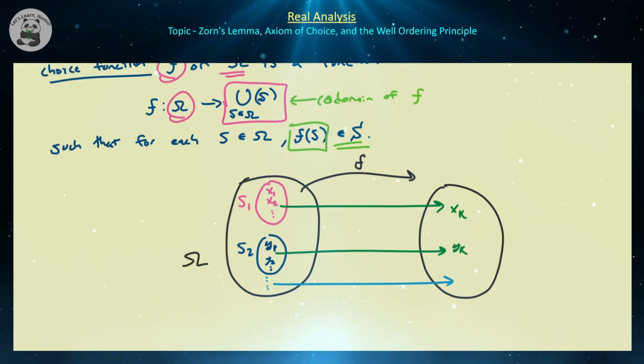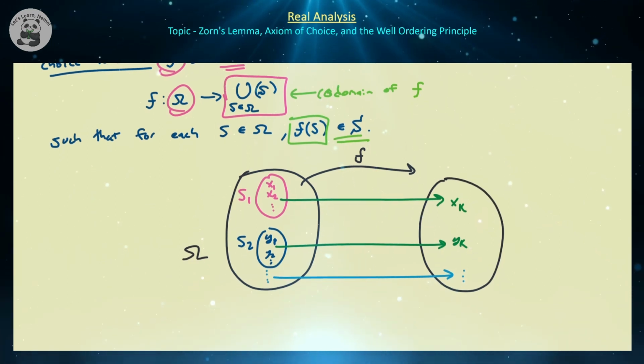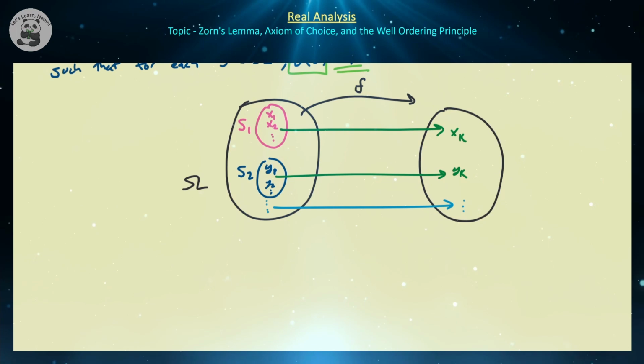And this is going to continue onwards, right? So omega is just a set of sets, and this choice function takes a set as its input and returns an element within that set of its input and returns it in the range. Okay? So that's what a choice function is.